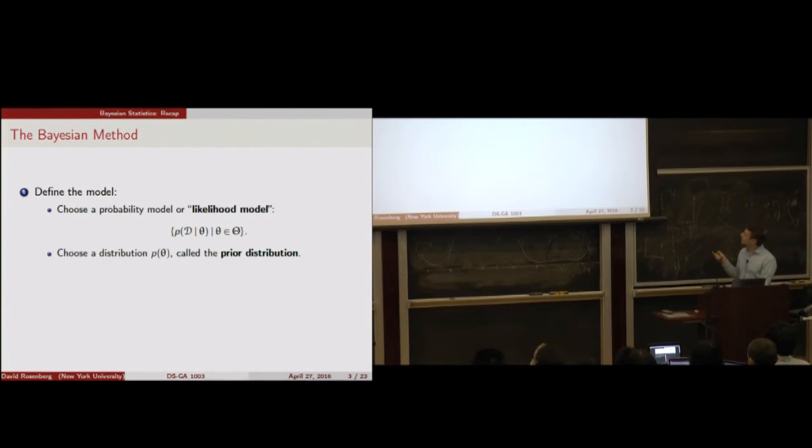So we have this likelihood model, which gives us likelihood of data given the unknown theta. And then we have the prior distribution, P of theta. You put them together, and you have a joint distribution on what? The data and the parameter theta. Exactly. You have a joint distribution on the data and the parameter theta, right? OK. Good.